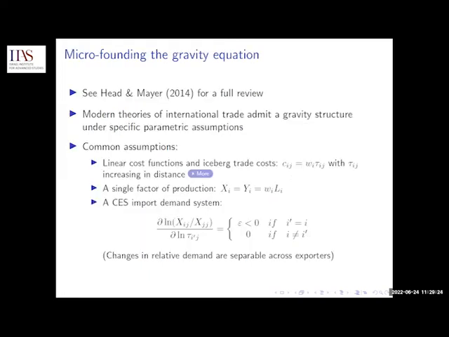Okay, so these are the two main elements of the gravity equation. Perhaps I can skip this. I don't know if you've, yeah, I see people nodding. So I understand that you're kind of familiar with this.